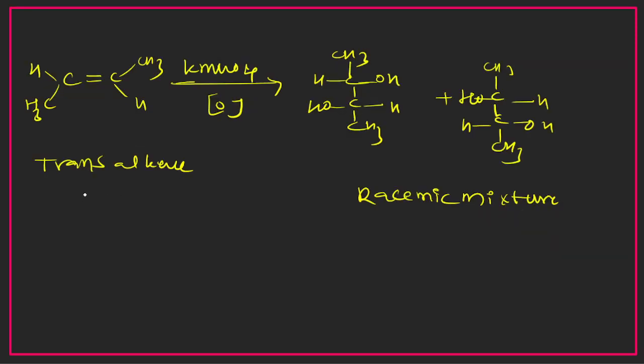If a trans alkene undergoes syn addition, it gives two products. It is a racemic mixture. Trans alkene with KMnO4 solution oxidation gives a racemic mixture.